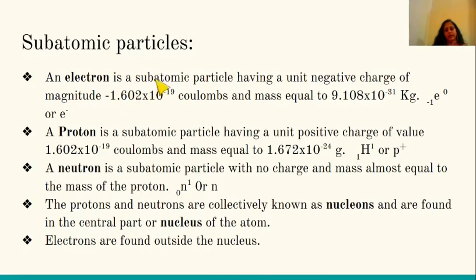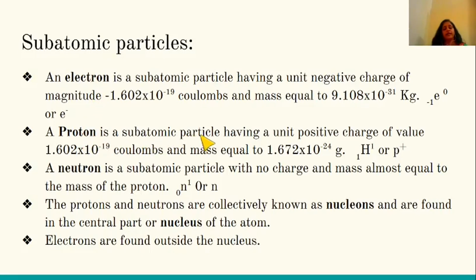An electron is a subatomic particle which has a unit negative charge. And how much is the unit negative charge? It is minus 1.602 into 10 to the power of minus 19 coulombs. And the mass is 9.108 into 10 to the power of minus 31 kg, which is very, very little. It can be represented by e with superscript 0, which denotes mass, and subscript minus 1, which denotes the charge. Also, e superscript minus can be used as the symbol for an electron.